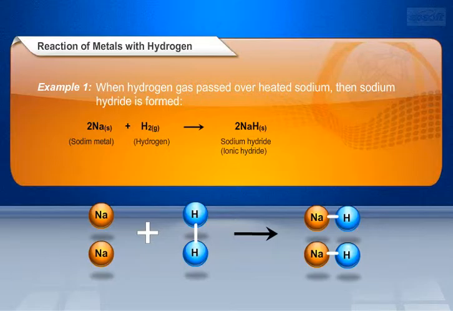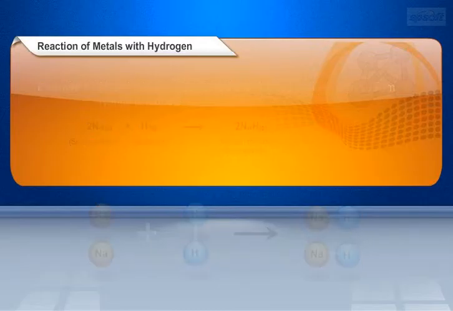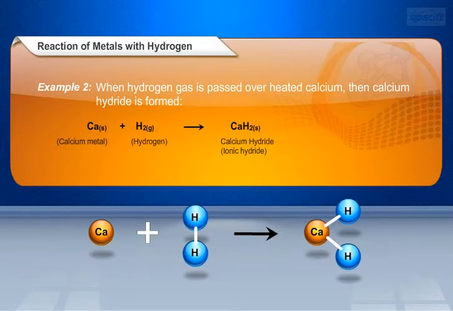Next example is when hydrogen gas is passed over heated calcium, then calcium hydride is formed. The chemical equation is calcium plus hydrogen on reaction produces calcium hydride or ionic hydride.